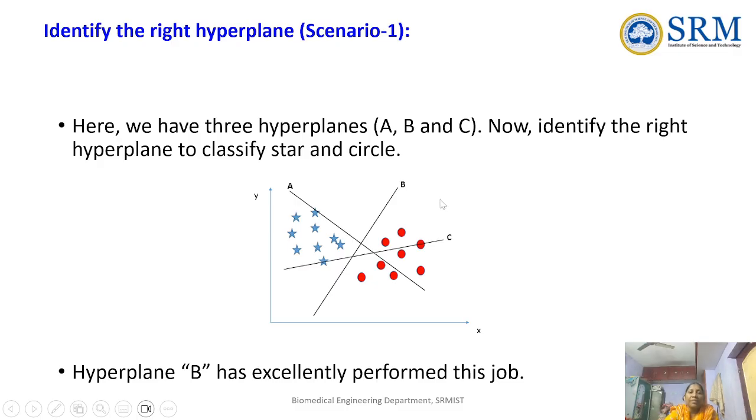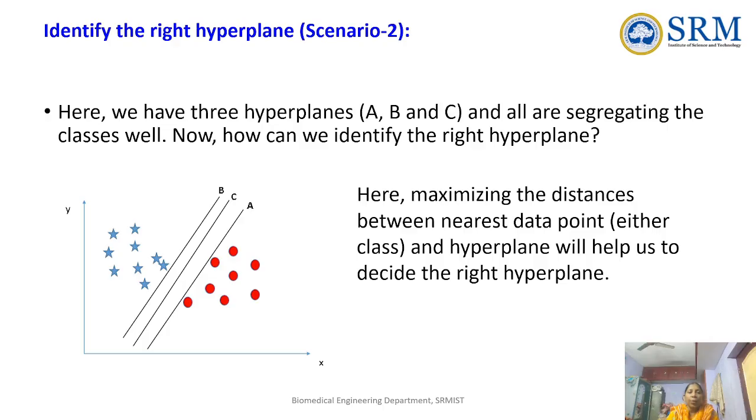So B hyperplane is the best one. Next scenario. In scenario 2, here we have three hyperplanes A, B and C. Now we have to identify which is the right hyperplane. If you take the B hyperplane, you can see the data points are very much closer to the hyperplane. And if you take the A hyperplane, the data points are also very close to the hyperplane. There is no maximum margin present.